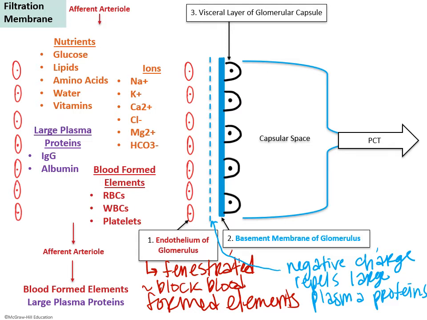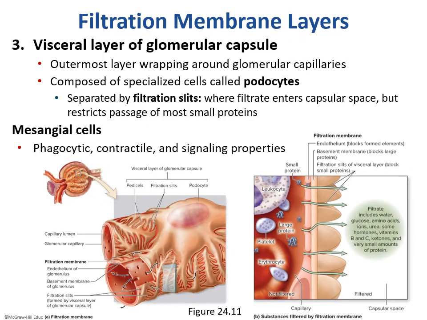Now let's go ahead and talk about that last layer. So that last layer is going to be the visceral layer of the glomerular capsule. So remember that visceral layer is composed of those podocyte cells. So those podocyte cells, remember, they're kind of those fancy foot-like cells. And if we look at this image down here, we see that this is a nucleus. So all of this is one large podocyte.